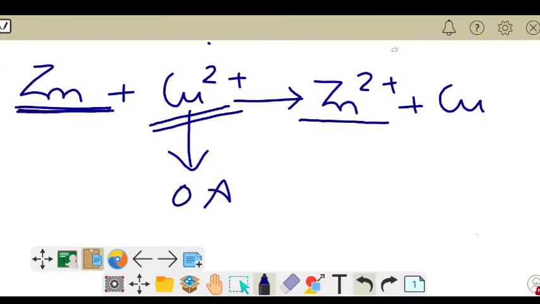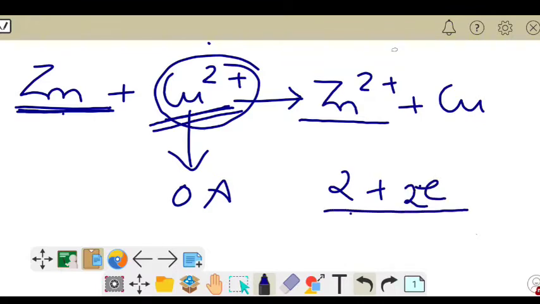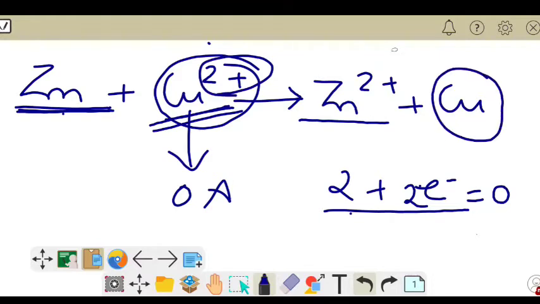Initially Zn was having an equal number of electrons and protons. Now you see this copper 2 positive: from the zinc, it has to take up 2 electrons, then only zinc will be converted to ion form. So it has taken up 2 electrons. Electrons are negative, so the charge is negative. So 2 positive charge and 2 negative charge make 0. So copper 2 positive now has a neutral charge, that is 0, and from Zn 2 electrons were removed, so it became Zn2+.